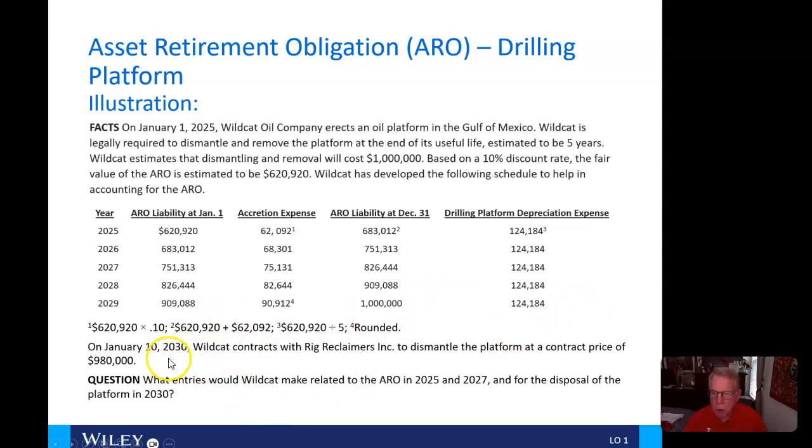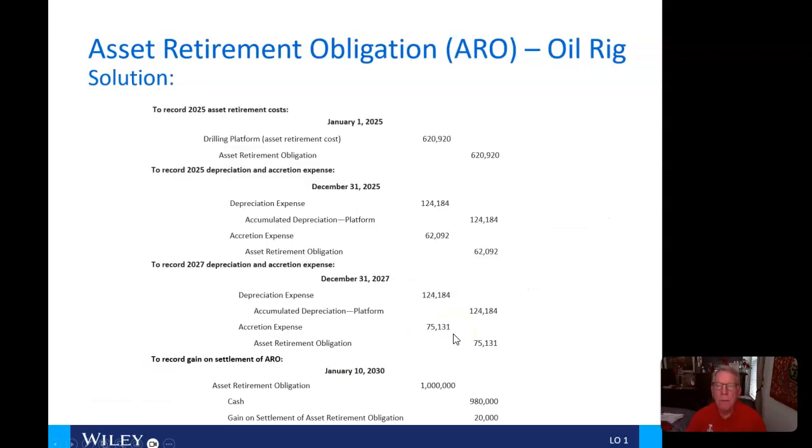On January 10th, 2030, they contract with rig reclaimers to dismantle the platform at a price of $980,000. So what entries would Wildcat make related to the ARO in 2025 and 2027, and then finally disposing the platform in 2030? So they get a little deal there. They thought it was going to cost $1 million, but they did it for $980,000.